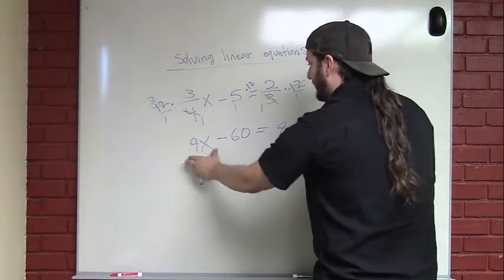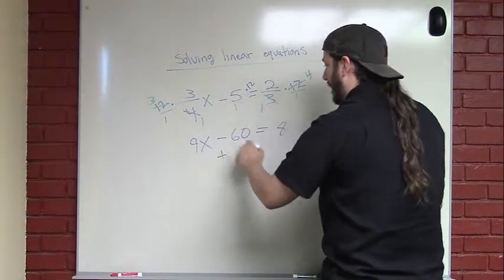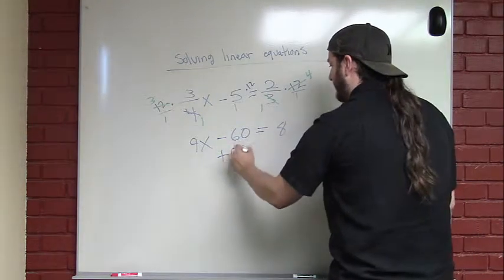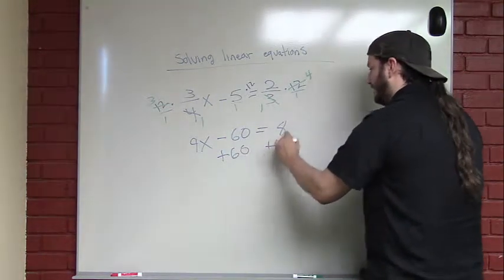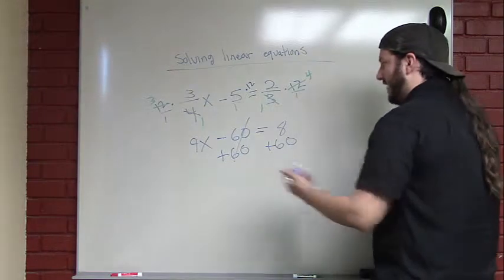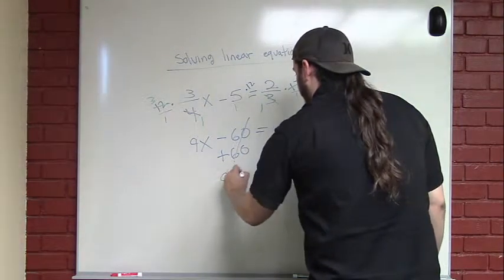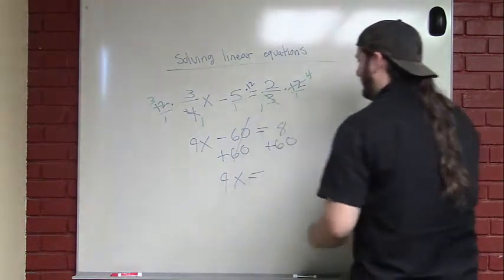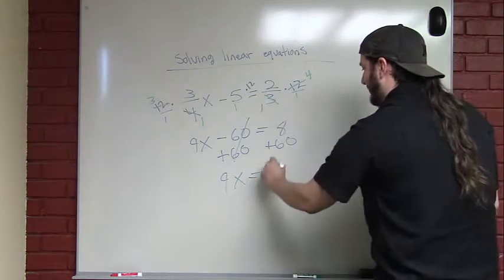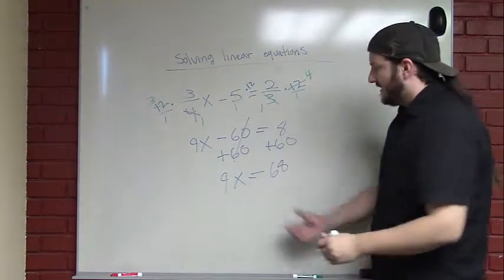So again, you're just solving for x. So you're going to do the opposite of this guy. So you're going to add 60 over. Those guys are going to cancel out. You have 9x equals 60 plus 8 is 68.